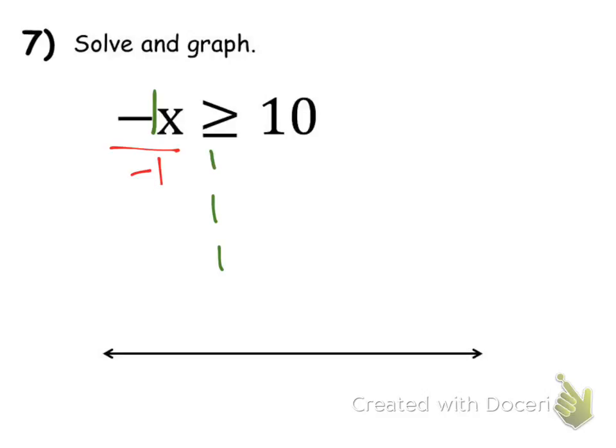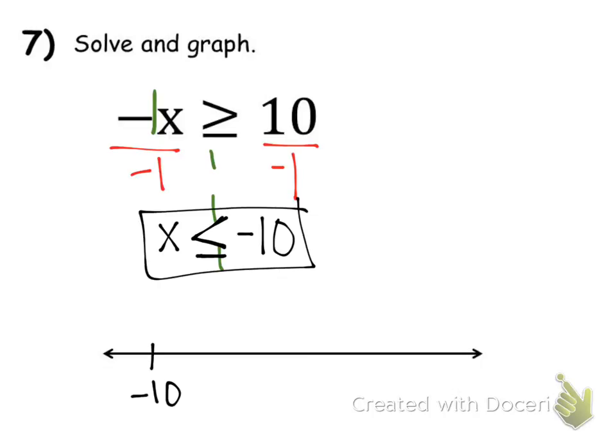Divide by -1. When you divide by a negative, in your head, you should be like, woo, woo. What am I going to do? Flip the inequality. It was greater than or equal to. Now it is less than or equal to. What's 10 divided by -1? -10. Very good.